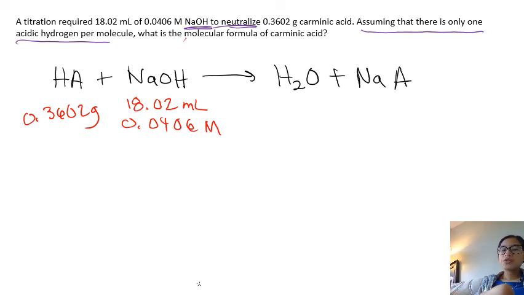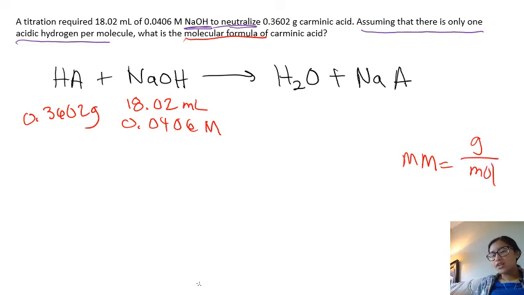And remember, our goal is to get the molecular formula. We have the empirical formula, but to get the molecular formula, we need the molar mass. Molar mass, of course, is just grams over moles. So if you can get that ratio for a particular sample, then you're good. We've got the grams of carminic acid here. Now we just need to get the moles, and that's where this part here is going to come in.